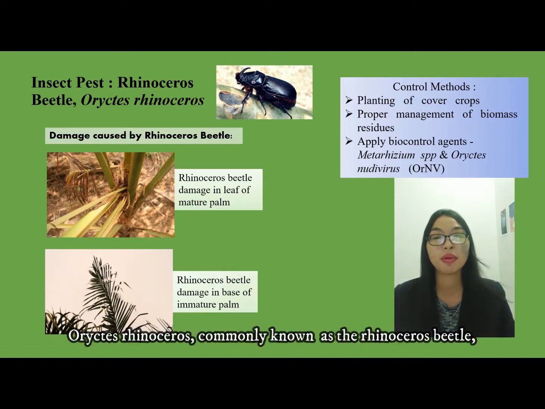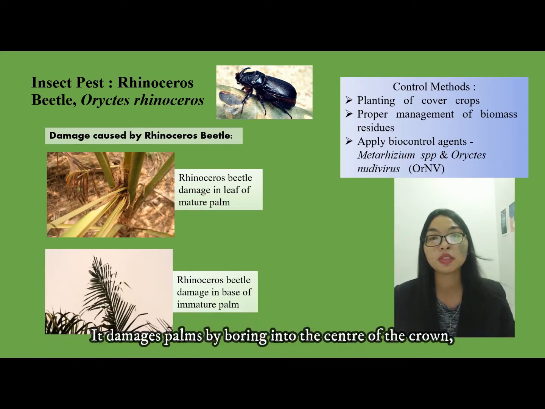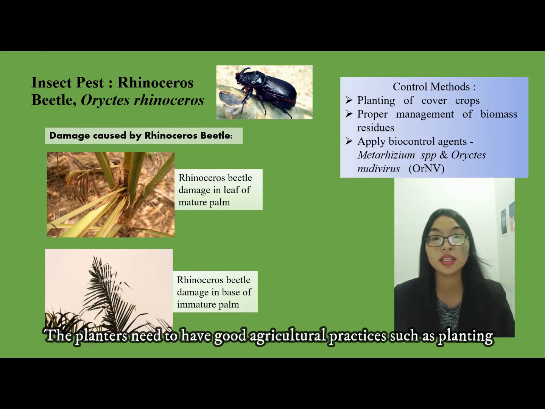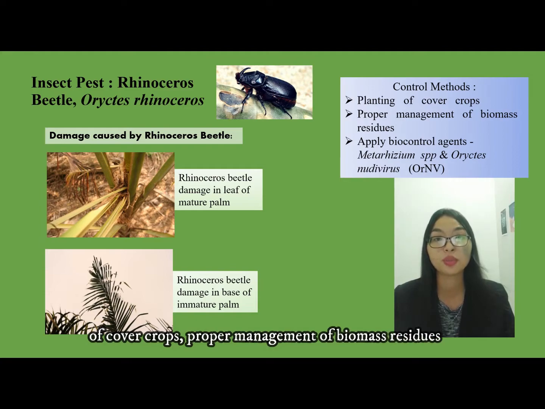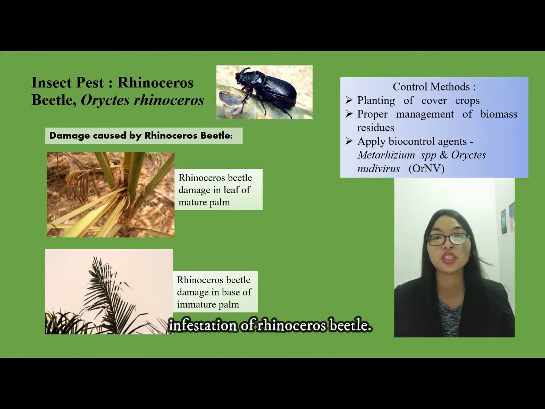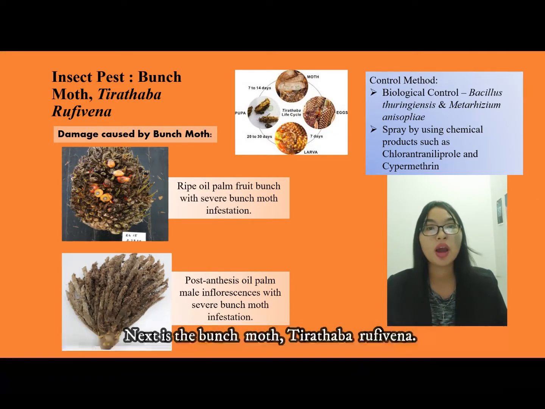Oryctes rhinoceros, commonly known as the rhinoceros beetle, is a major pest of oil palm, especially in replanting fields. It damages palms by boring into the center of the crown, injuring the young growing tissues and feeding on the exuded sap. The planters need to have good agricultural practices, such as planting of cover crops, proper management of biomass residues, and the use of microbes as biological agents such as Metarhizium and Oryctes nudivirus to reduce the infestation of rhinoceros beetle.